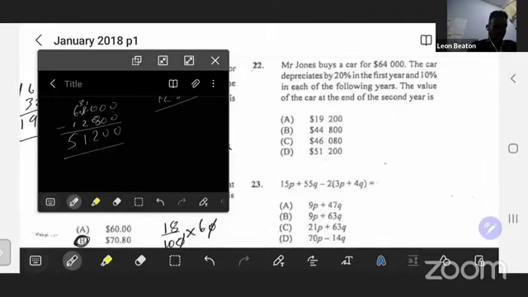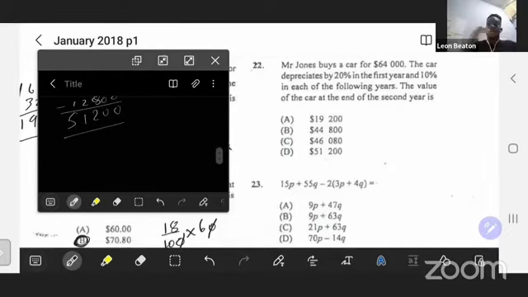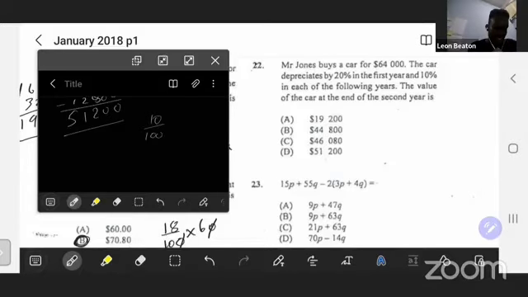And it says it loses 10% after each year after that. So we got to find 10% of this new value of the car. So this will be 10 over 100 times $51,200. This 0, that 0, this 0, that 0. 512 times 10 will be 5,120. All right, so this is the amount of value to lose.